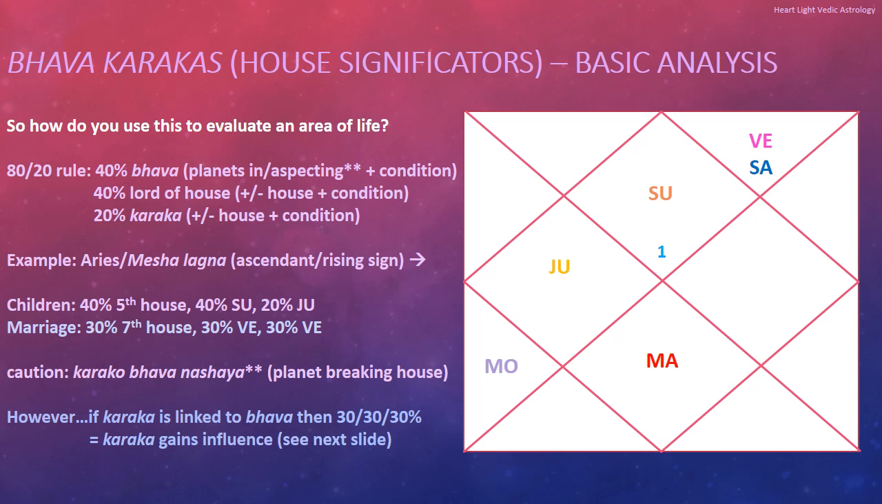So again, the 80-20 rule. 40% is the Bhava. So for children, the house representing children is the fifth house. So we would want to look at what's going on in the fifth house. Okay, we have the moon there. The moon is going to be bright because you can see it's coming into fullness here. It's going to be 180 degrees from the sun in a few days from this birth chart. Okay, so that's a bright moon. That's a strong moon. It gives the moon strength.